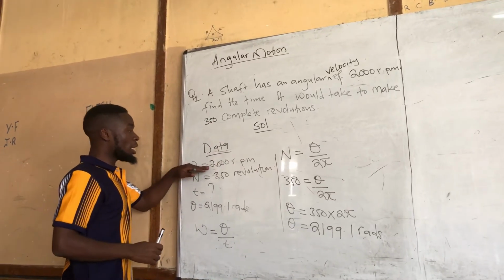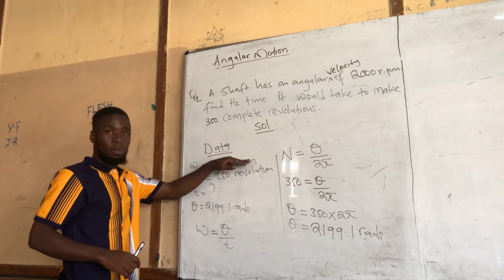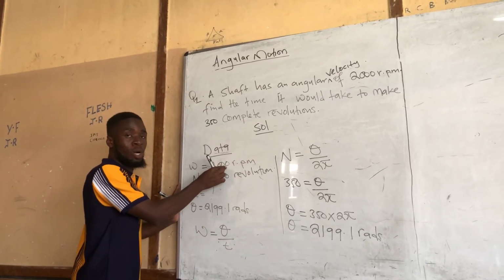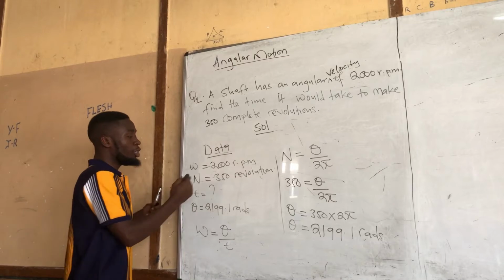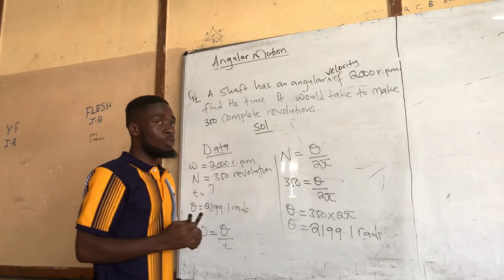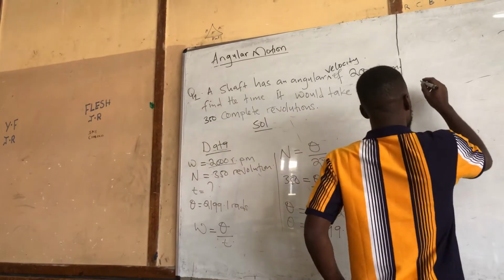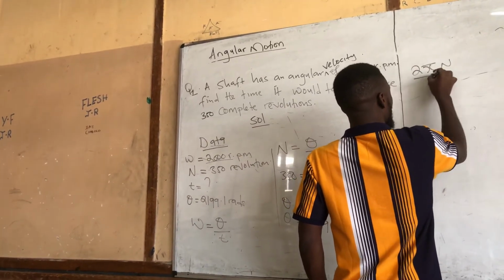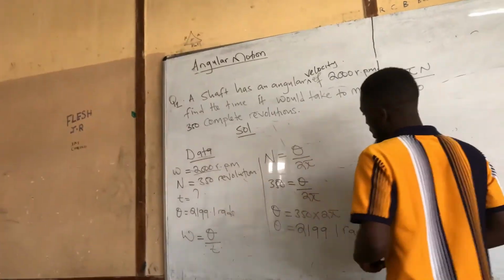But this angular speed here is given in revolutions per minute, and in angular motion it's a must. You have to convert from revolutions per minute to laps per second. So how do we convert that one into laps per second? Use the formula 2 pi n over 60. 2 pi n over 60 here.